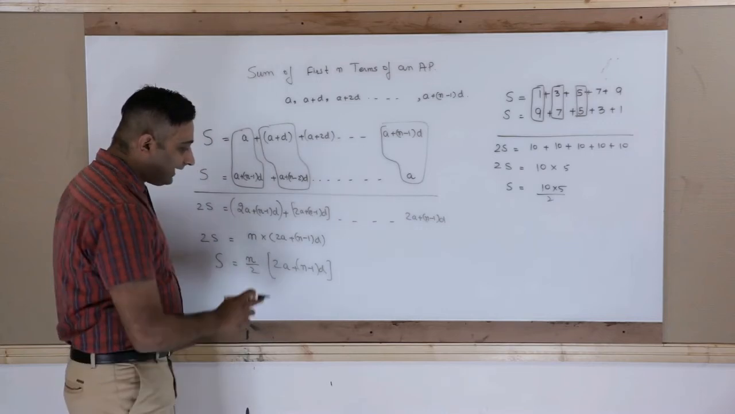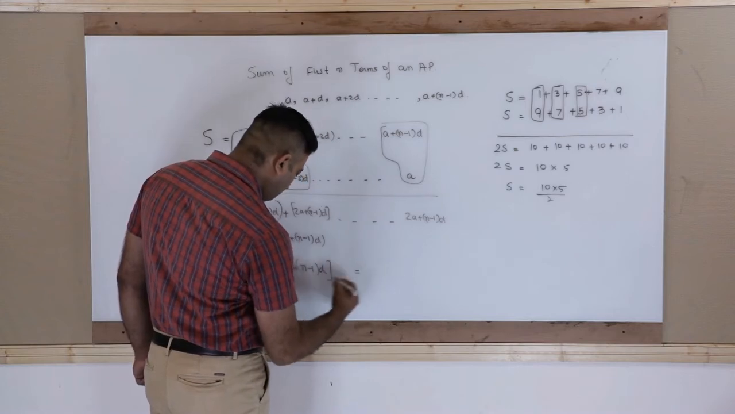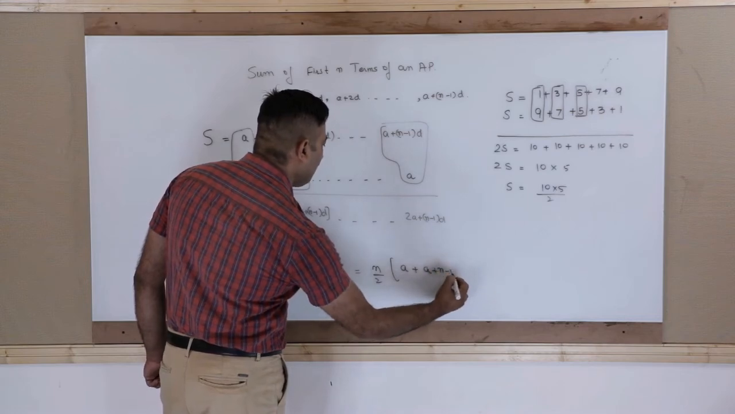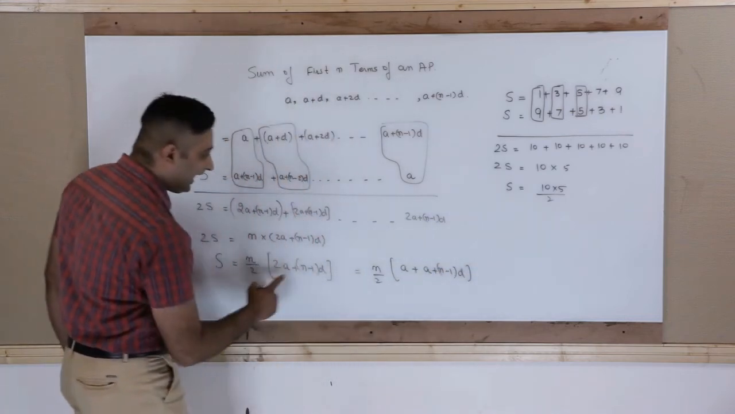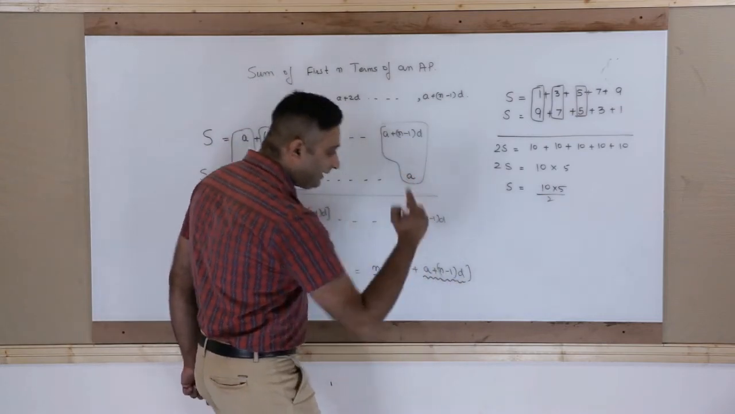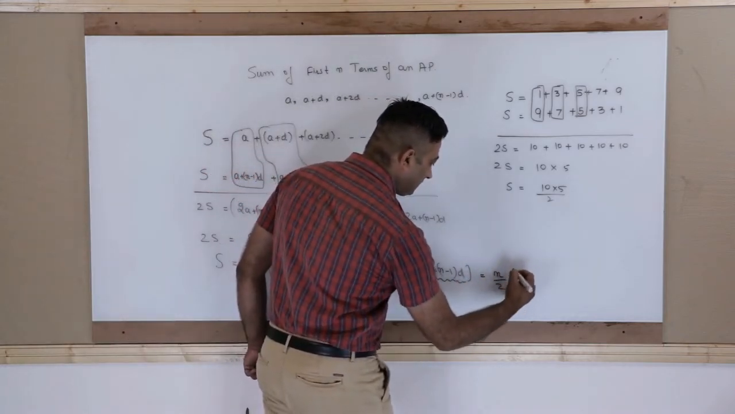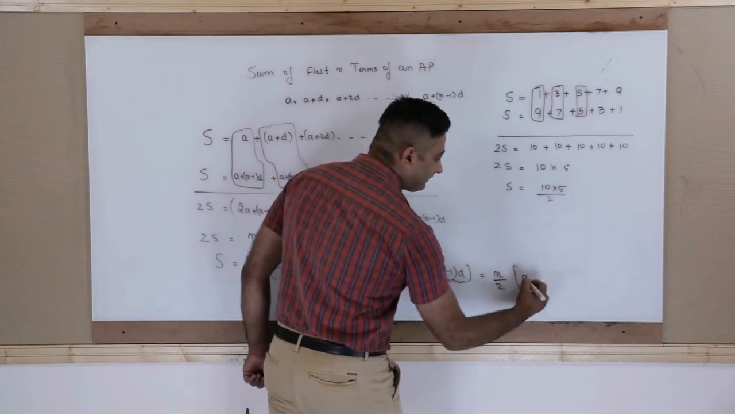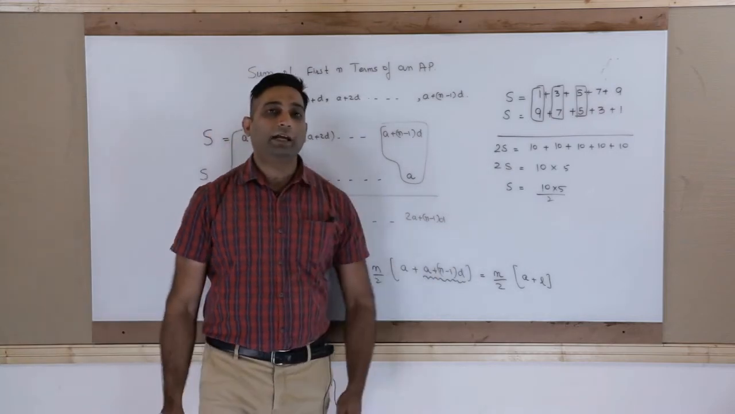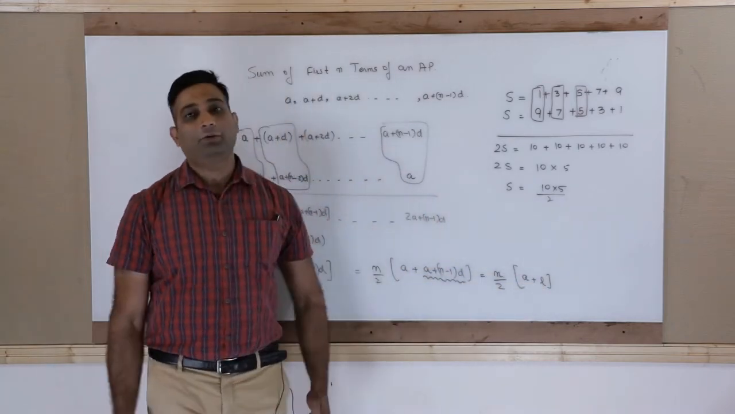Now if we consider that the last term of the AP is the nth term, that means we can split this as n by 2 into A plus n minus 1 into D. We split 2A as A plus A. Now we can say that the nth term A plus n minus 1 into D would be the last term of the AP. Then we can easily say that this formula changes to n by 2 into A plus L, where L is the last term or the nth term of this AP. If we have to find the sum up to n terms, then the last term will be the nth term of this AP.